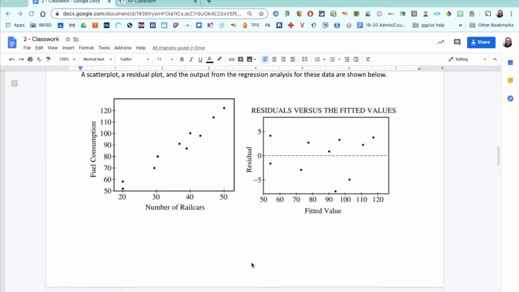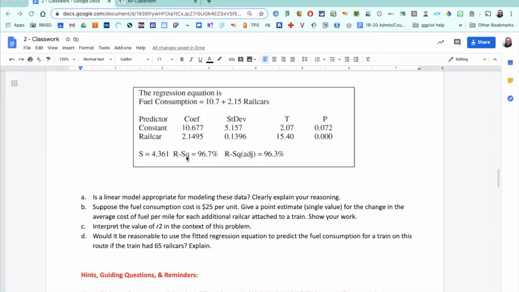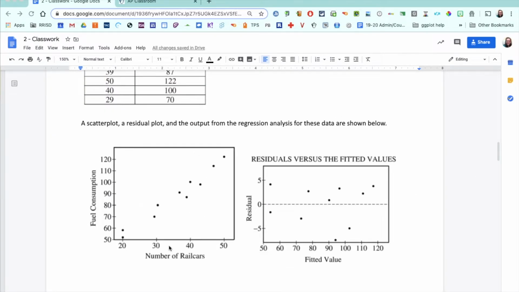So the big thing: without determining whether a linear model is appropriate, we should not be looking at the output. If you try to use your R squared as a justification or your slope as a justification, you would not get any credit for this. We have to look at graphs. For the scatter plot, we can see that it is fairly linear. There doesn't seem to be any curve or any other relationship that might explain this data.